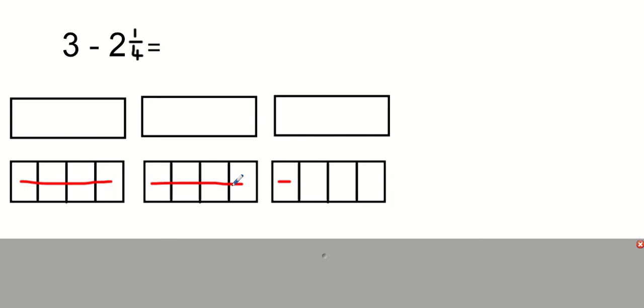Now my answer is what I've got left. So I have no wholes left because each whole has got part of it, all of it, taken away. I've got 3 parts here left. So my answer will be 3 parts left. And I need to express it as a fraction.